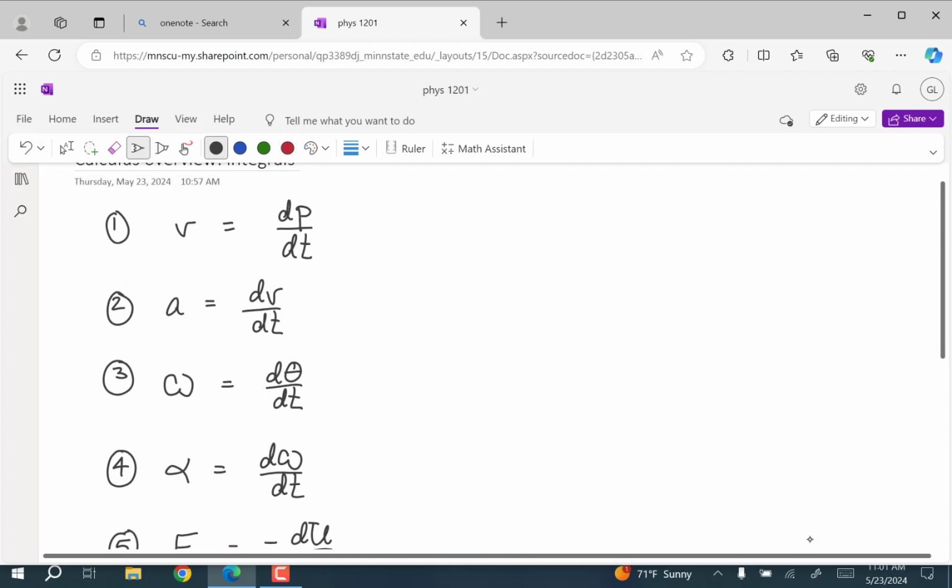But what if you're not given the position as a function of time? What if instead you're given the velocity as a function of time? How hard is it to figure out the position? In other words, to work in the opposite direction. You're given the thing on the left and you want to find the function on the right. How hard is that to do?